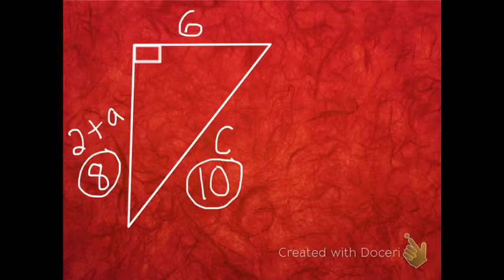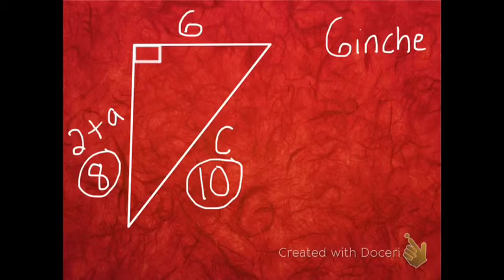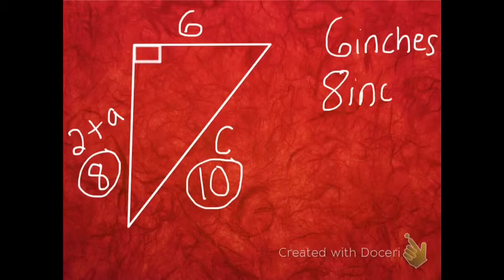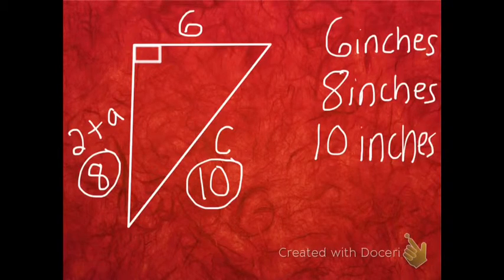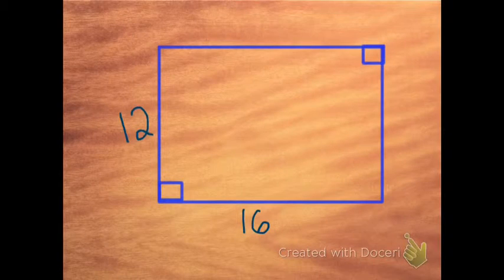So now the answer becomes the side. One side we already know is 6 inches. The missing one was 8 inches, and c was 10 inches. Now we've solved our whole word problem. Okay, so on to our second word problem.